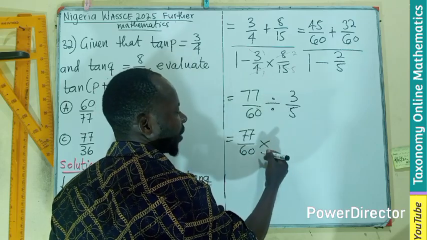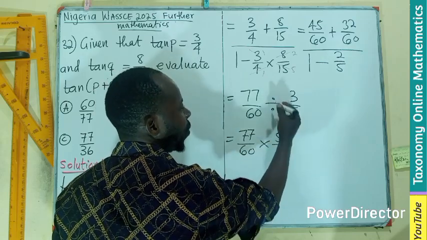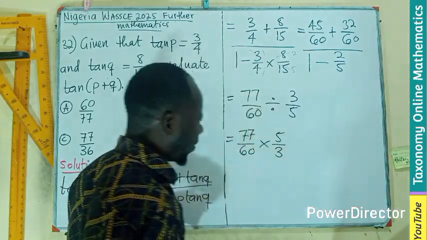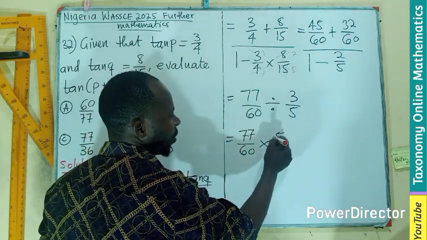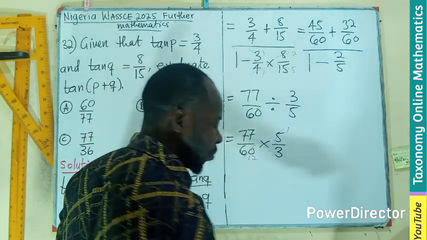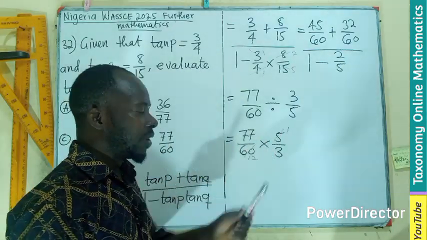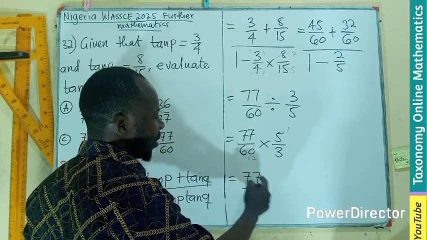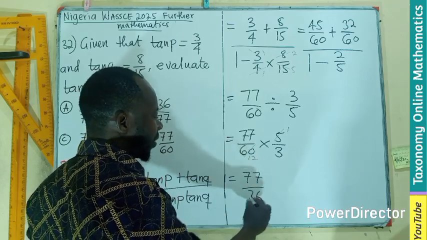We flip over the fraction to make it 5 on what? 3. And I can see that 5 is a factor of 60 as well. 5 go here 1, 5 go here what? 12. So in multiplication, we multiply the numerators together. 77 times 1, 77. 12 times 3, 36.